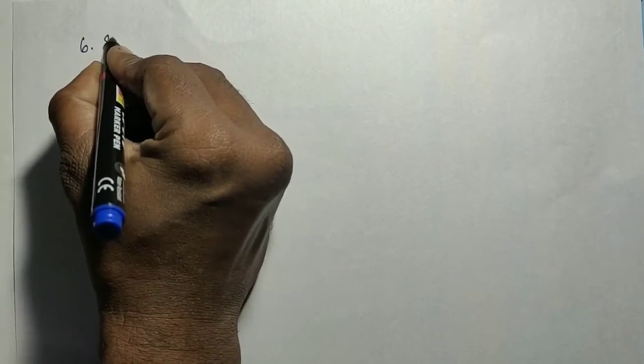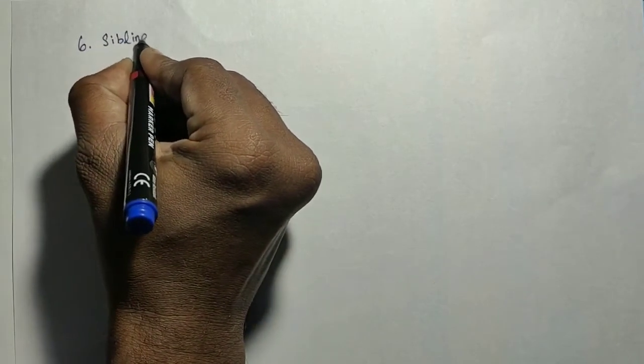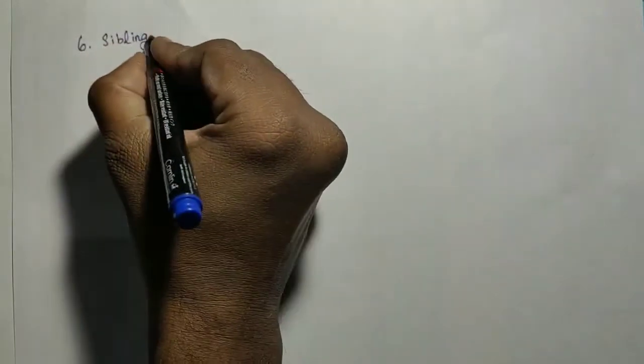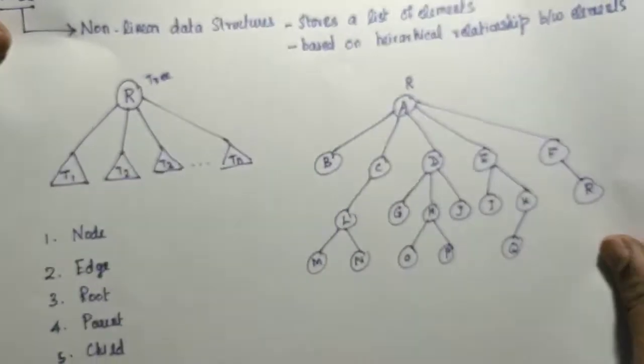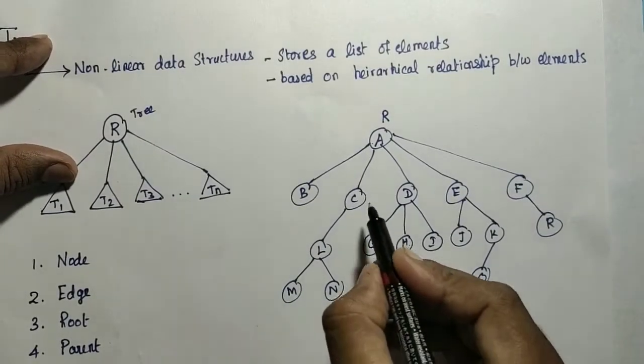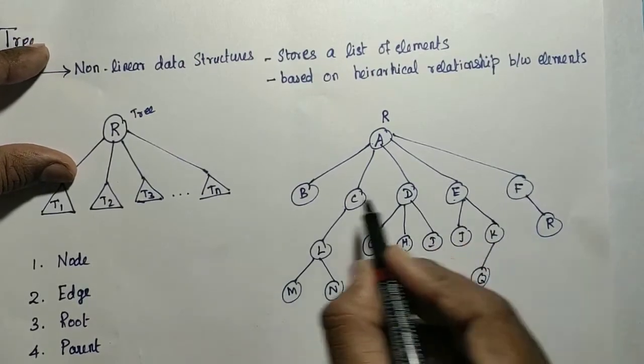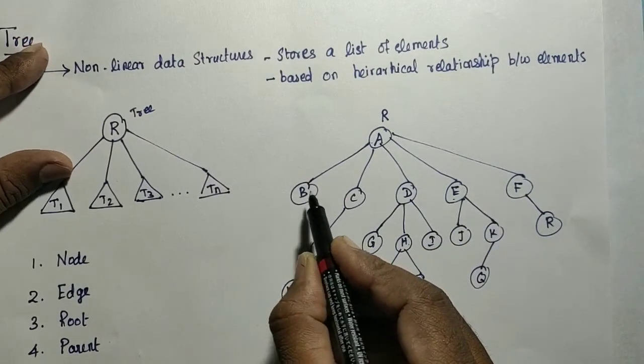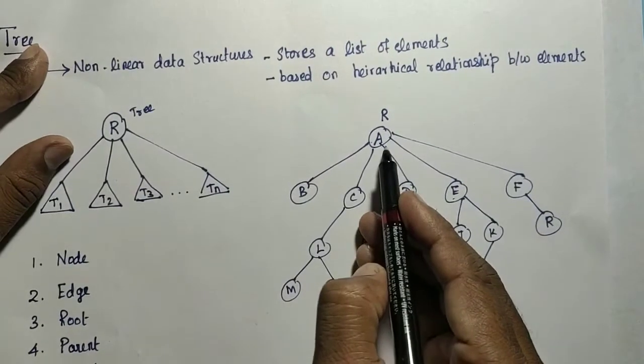Next is sibling. We know that meaning. Siblings are the children of the same parent, siblings to each other. For example, here C, D, E, F are the siblings of B. All these nodes' parent is A.